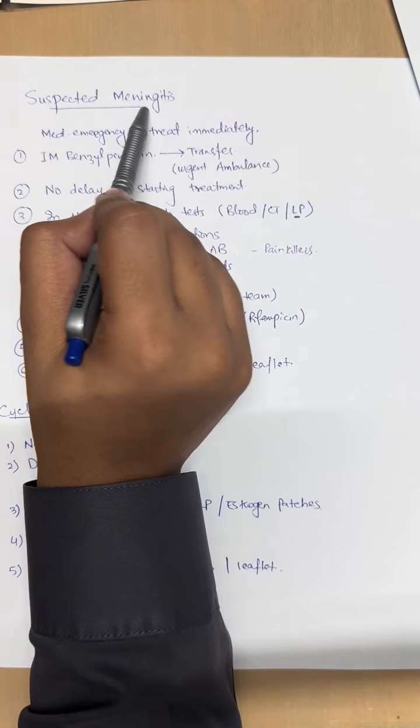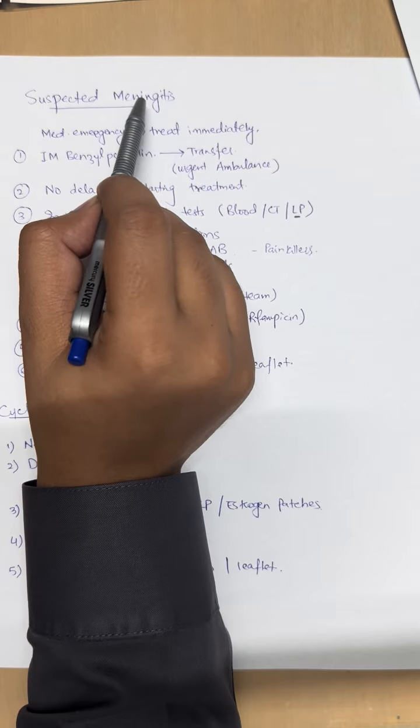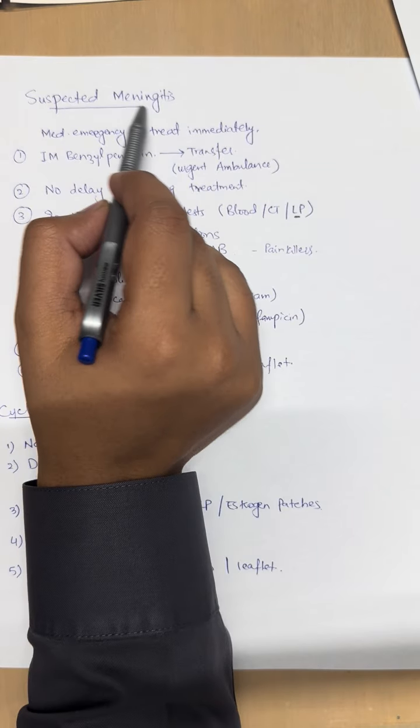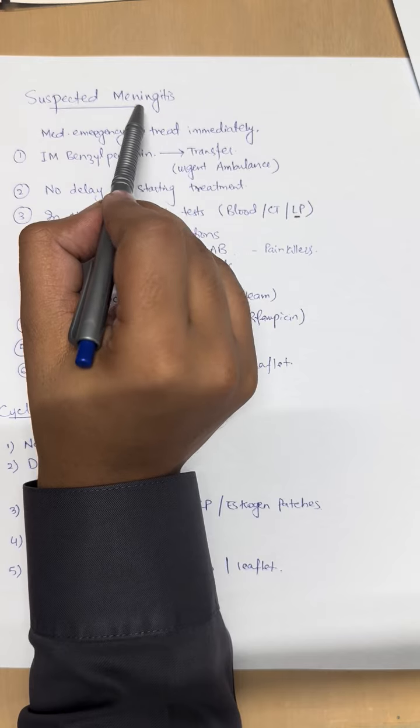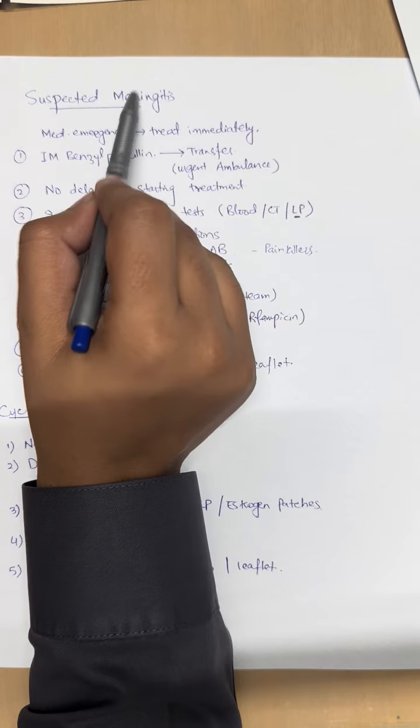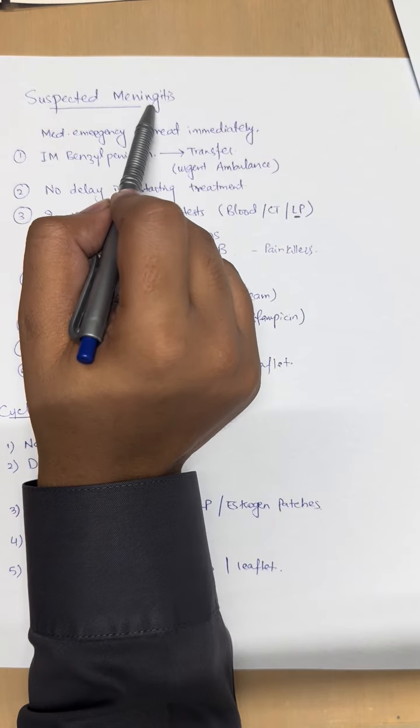So the first one is suspected meningitis, right? In suspected meningitis, after telling the diagnosis, you have to simply tell them what meningitis is. It is the inflammation of the protective covering of the brain and spinal cord, right?